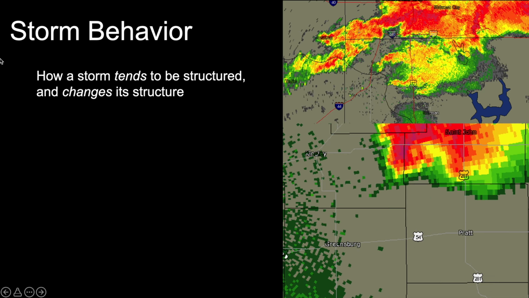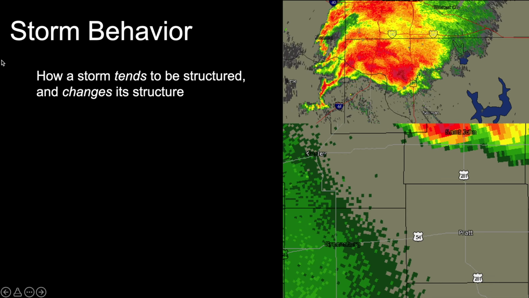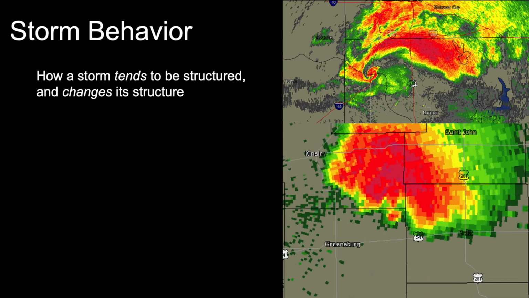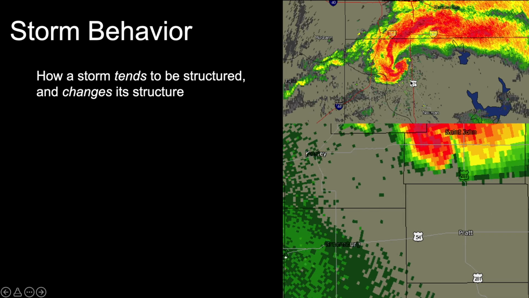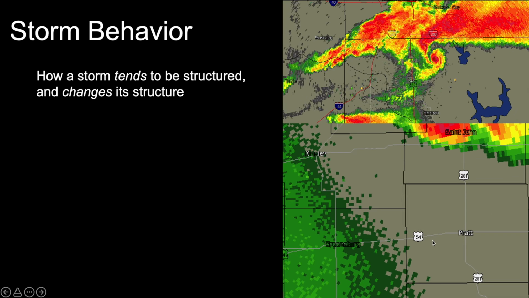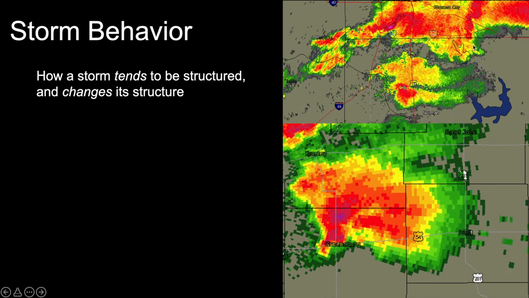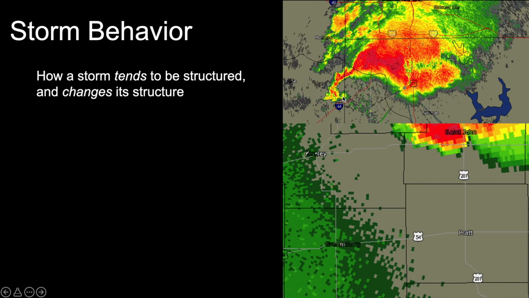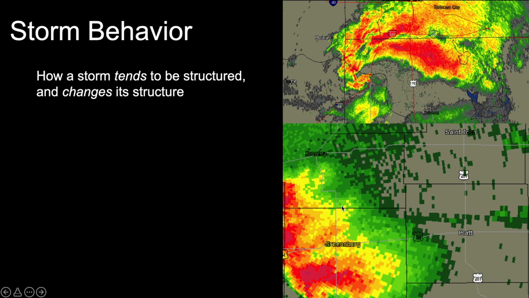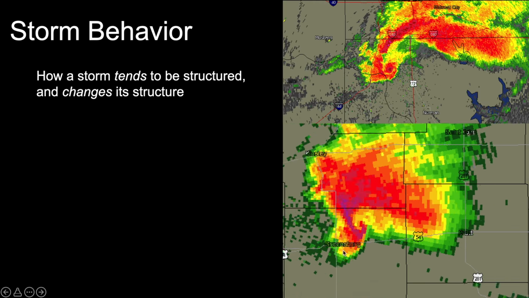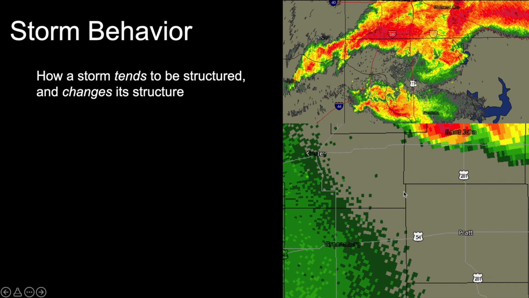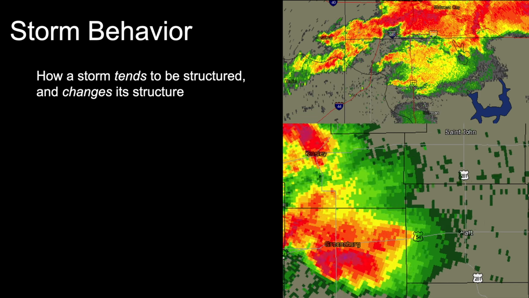So what I like to say in this presentation is I call this a storm's behavior. This is how a storm tends to be structured and how it might even change its structure over time. You can see on the right here, we have a supercell on the top that really doesn't change its structure for a long time and holds on to this tornado for this entire period. Whereas the supercell on the bottom is really rapidly cyclic. It's changing shapes pretty much every frame you look at it. There's a lot of shape shifting going on.